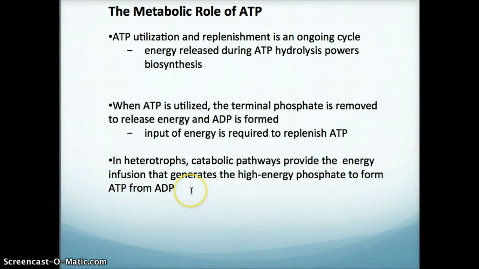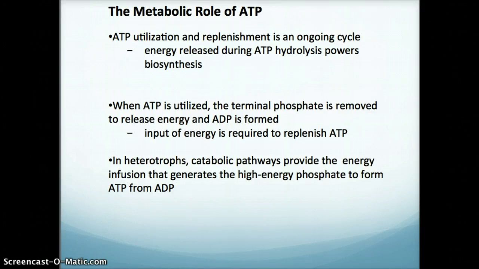And in heterotrophs, the catabolic pathways, so the pathways that break down nutrients or macromolecules, provide that energy infusion that will generate that high energy phosphate. So it is what will take the ADP and phosphorylate it to make it ATP. So it's this ongoing cycle of breaking down ATP to release energy and run reactions that need energy, and then it's the breakdown of those nutrients coming in that release energy and allow us to form ATP for later.